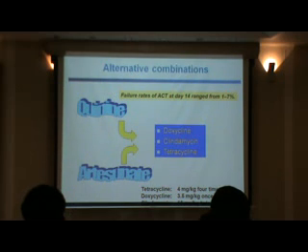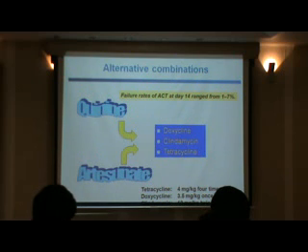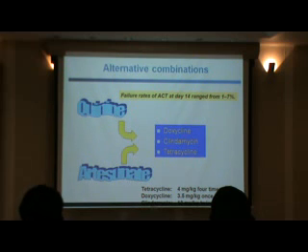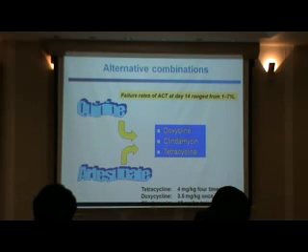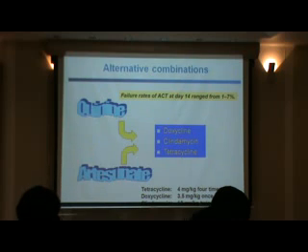For the alternative combinations, which are normally used in cases of ACT failure at day 14, if we find resistance to quinine or artesunate combination, the other drugs commonly used are doxycycline, gentamicin and tetracycline.